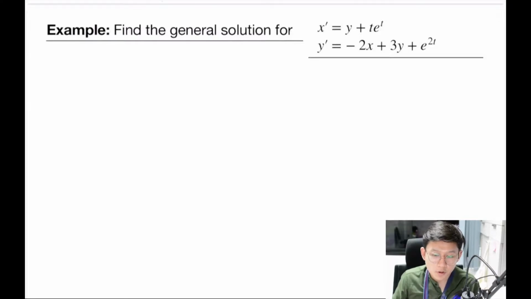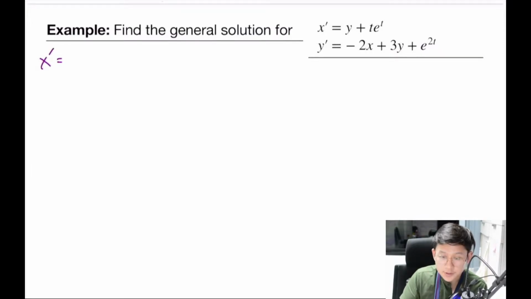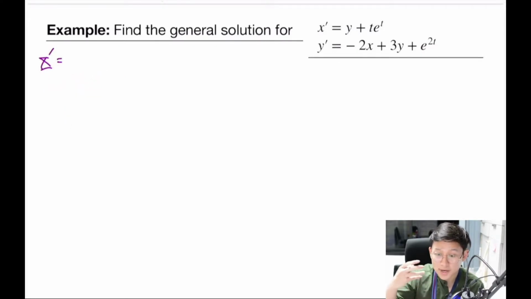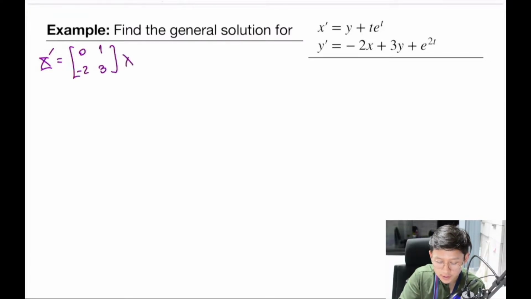In this example, we want to solve the following equation. First I'll write that down in terms of matrix. So I get X prime equals, this is actually the matrix of x prime y prime. So it's the big X prime. Sometimes you write it like this to make sure that it's the big X. And that would be A, which is 0, 1, minus 2 and 3. And the big X, and then we plus t e to the t, and then e to the 2t.